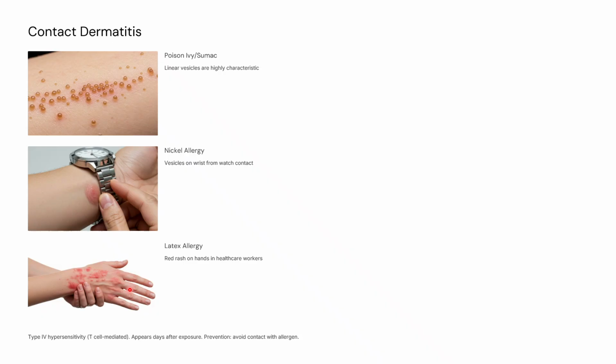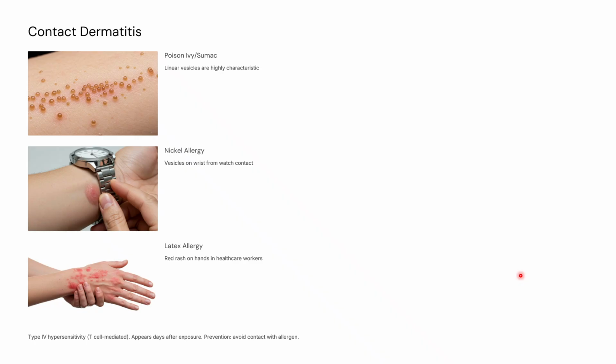So in vignettes, they will give you a middle-aged man who went hiking, used sunscreen all over the body, but has linear vesicles on the legs. What is the best way to prevent this condition? The linear vesicles on the legs are somewhat similar to this. This is because of exposure to poison ivy or sumac, and the body has mounted a type 4 hypersensitivity. How will you avoid it? Avoidance of contact with the weeds is the treatment to avoid this.